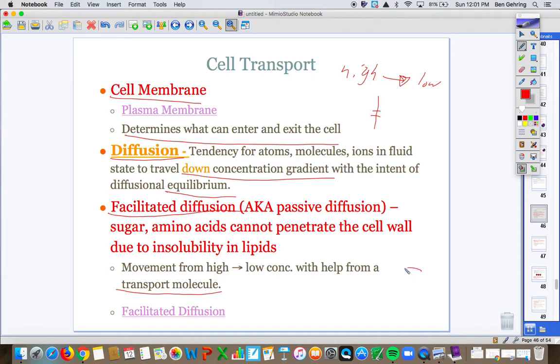So if I have a cell and I'm trying to get this particle into the cell, but it's too big to pass through the membrane, the cell will put a protein channel here that this molecule can then pass through to get into the cell. And because there's more of these molecules out here than in the cell, it'll pass through normally because that's diffusion taking place. So that is diffusion. The only difference between facilitated diffusion and regular diffusion is this transport molecule or transport protein, carrier protein, that's found in the membrane.